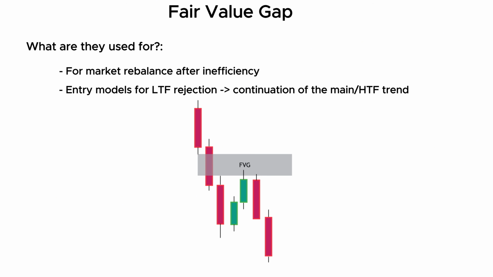When a bearish fair value gap has been printed, if the price comes back up into the gap zone, the price looks to reject to the downside, continuing its main bearish trend. In this case, the bearish fair value gap is an entry opportunity for selling positions.